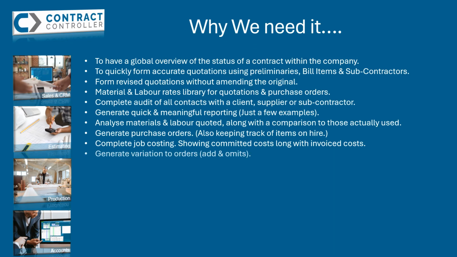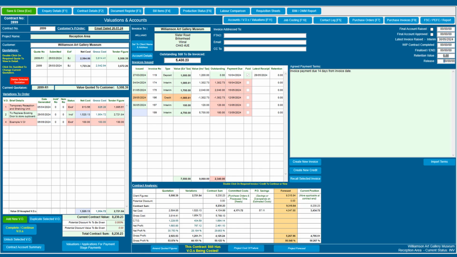Variations to orders are always inevitable. With these being added to the contract, you always ensure that all extra works carried out are charged for. VOs may also be excluded from the contract sum, if required.